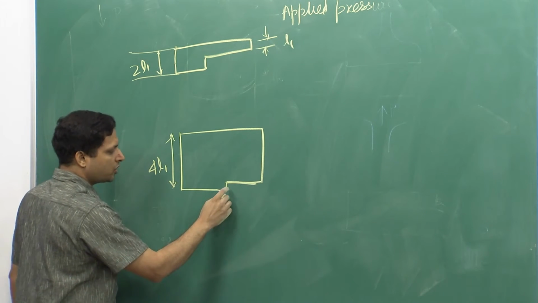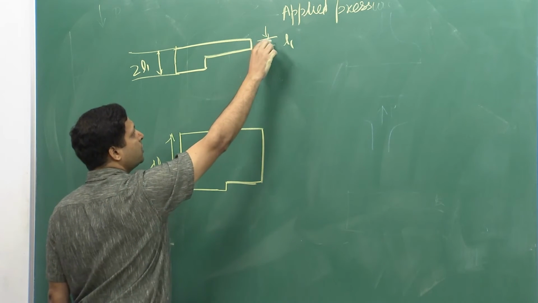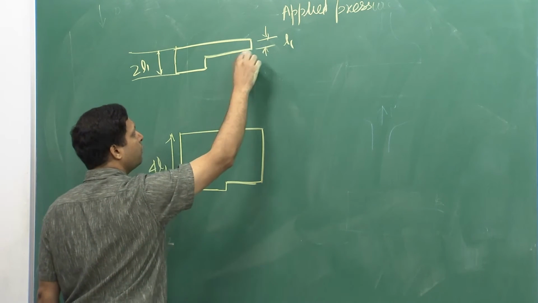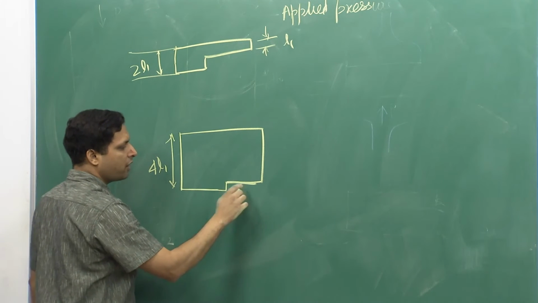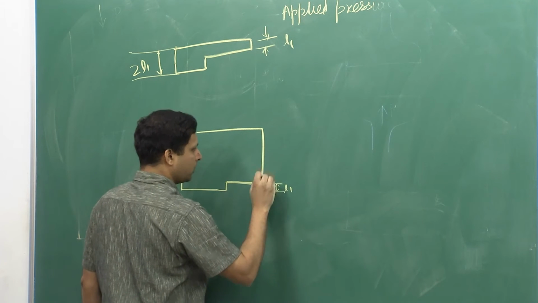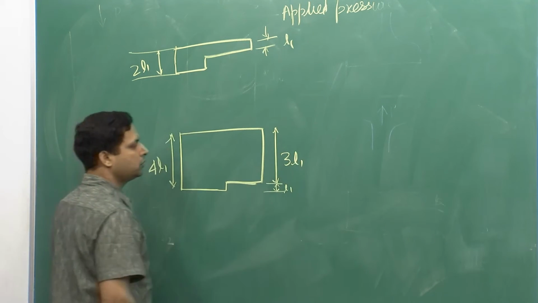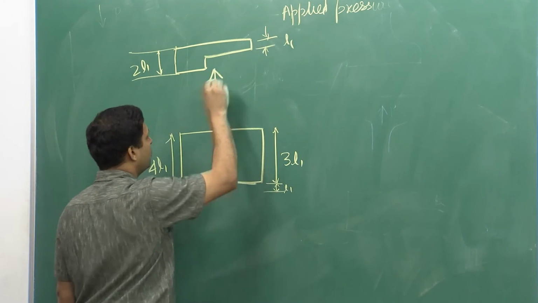Now, the piston that I will have will in the end also have to have a difference similar to what is in the final component, which is 2 L1 minus L1, that is a difference of L1. So, to begin with, the piston must have a difference of L1. So, if this is L1, then this distance must be 3 L1. Now, from here it gets compressed to this.